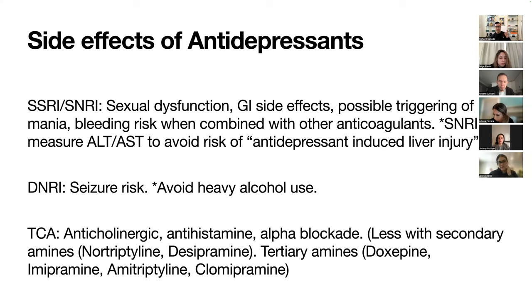DNRI, anyone know what DNRI stands for? Dopamine norepinephrine reuptake inhibitor. What's an example of a DNRI? Wellbutrin. Very good. Wellbutrin, right? It lowers the seizure threshold. So be careful with patients who drink heavy alcohol, history of seizure disorder, right? History of eating disorder, right? Patients who are purging, they're going to have electrolyte imbalances. So if you give them Wellbutrin, there's a high risk of them developing a seizure, all right?